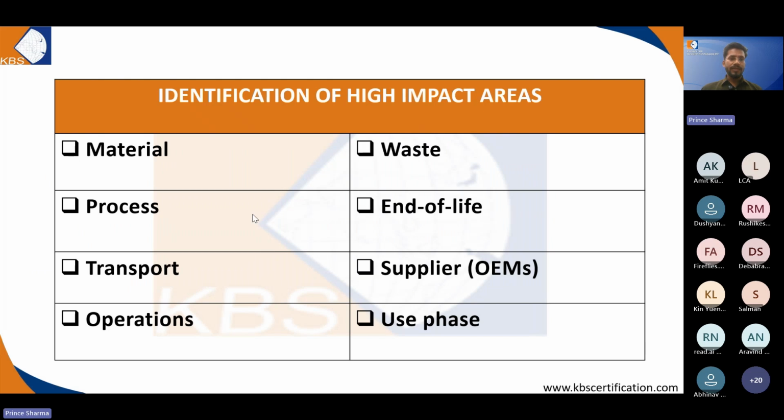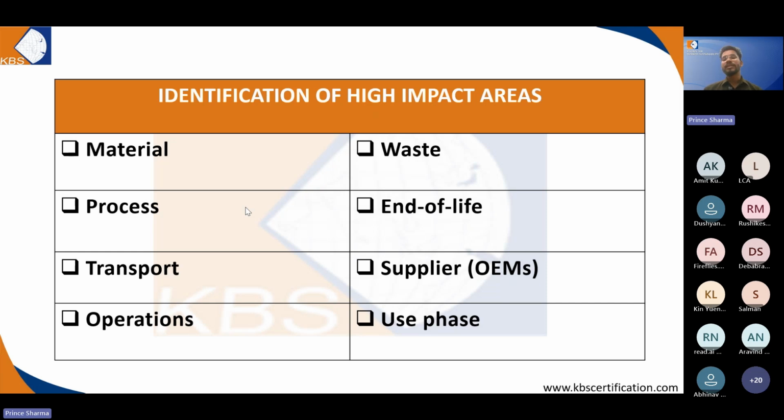So very first point, identification of the high impact areas, as we have already discussed in the previous slide. Different processes and different materials have different impact on the environment. And during the development of the product or during conducting the life cycle assessment, you are keen to understand which process has the highest impact so that you can optimize that process.